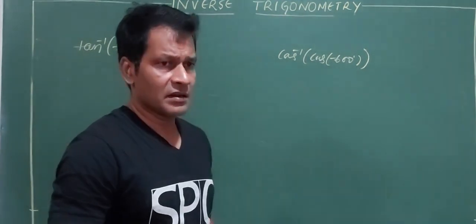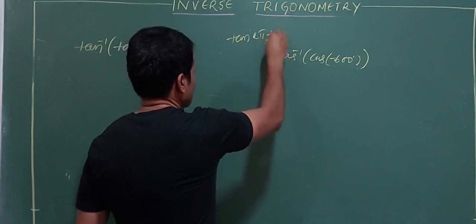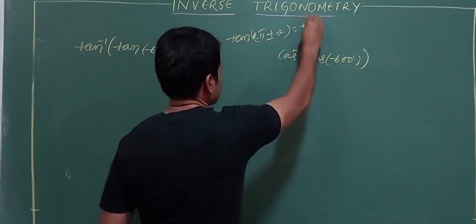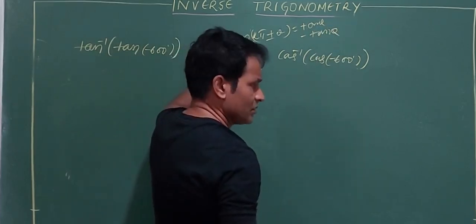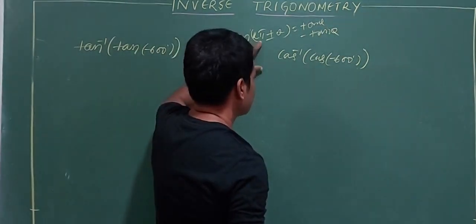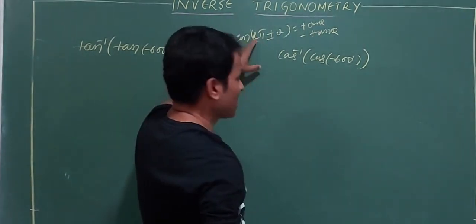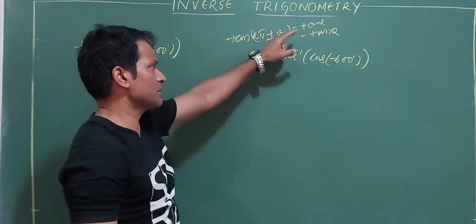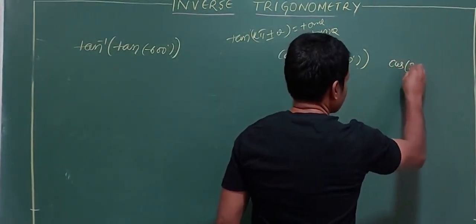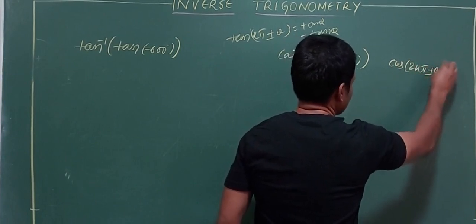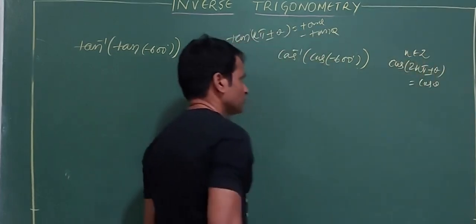Tan of k pi plus or minus theta is equal to either plus tan theta or minus tan theta. K is an integral value, a multiple of 180. I can go for 2 pi also, but tan can go for k pi. K can be 1, 2, 3, 4, minus 1, minus 2. For cos, it is 2k pi plus or minus theta equals cos theta, where k belongs to Z, integers.